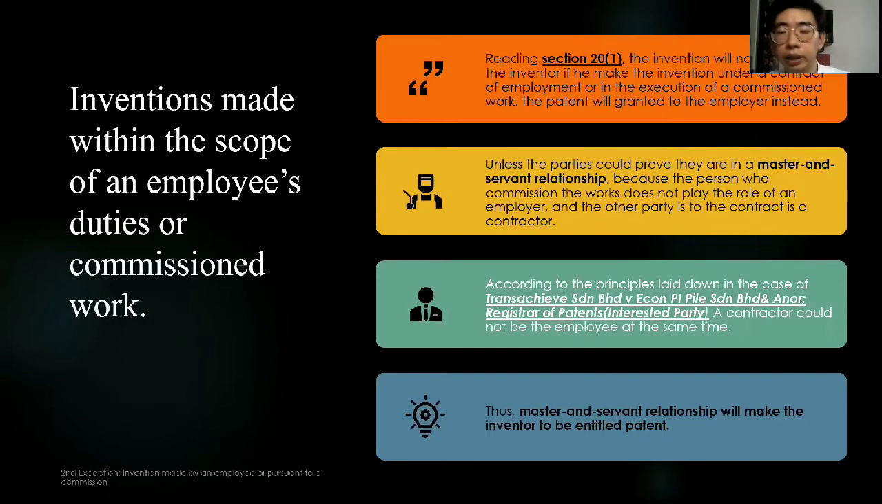According to the Transa Chief Sundaram Berhad case, a contractor could not be the employee at the same time. So if a person could prove they are actually a contractor or servant to his master, they are not an employee, so the section could not be applied. So the master and servant relationship will make the inventor entitled to the patent, but it must be proven there is no relationship of employer and employee.